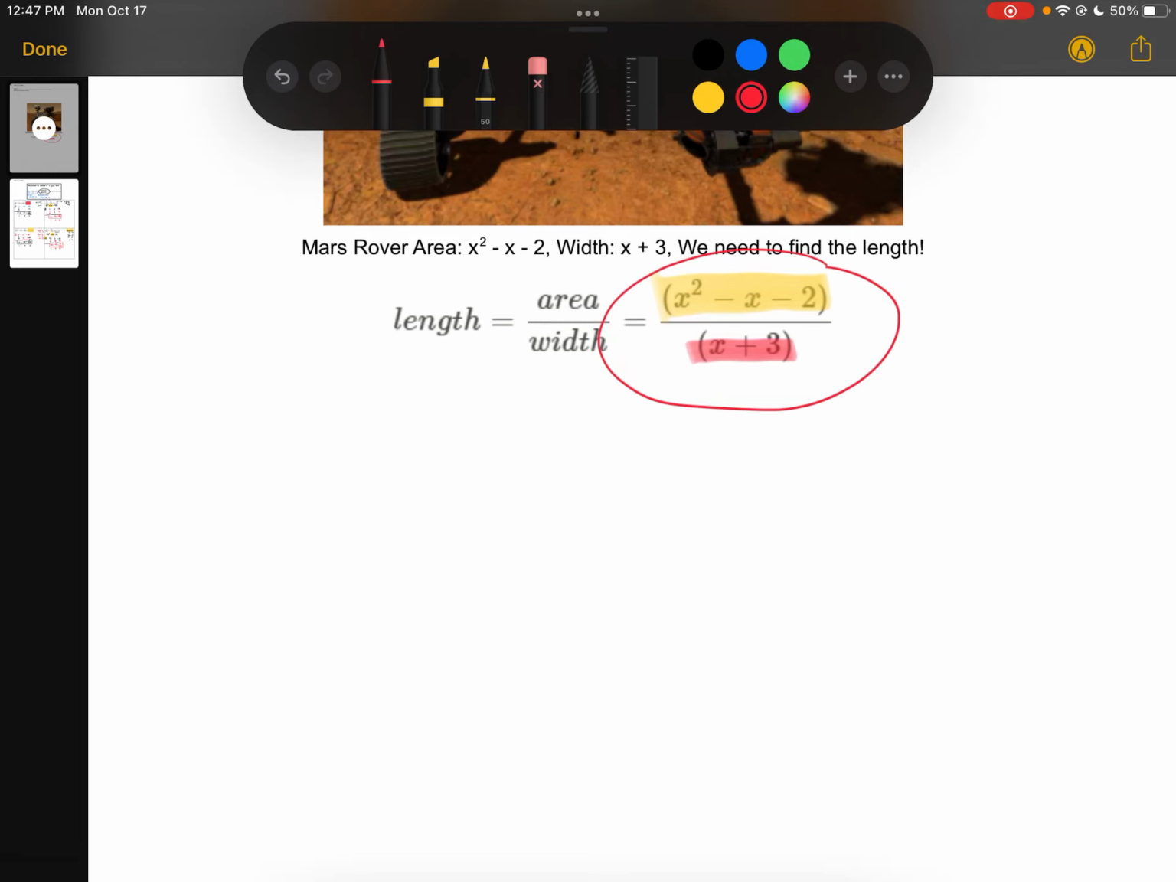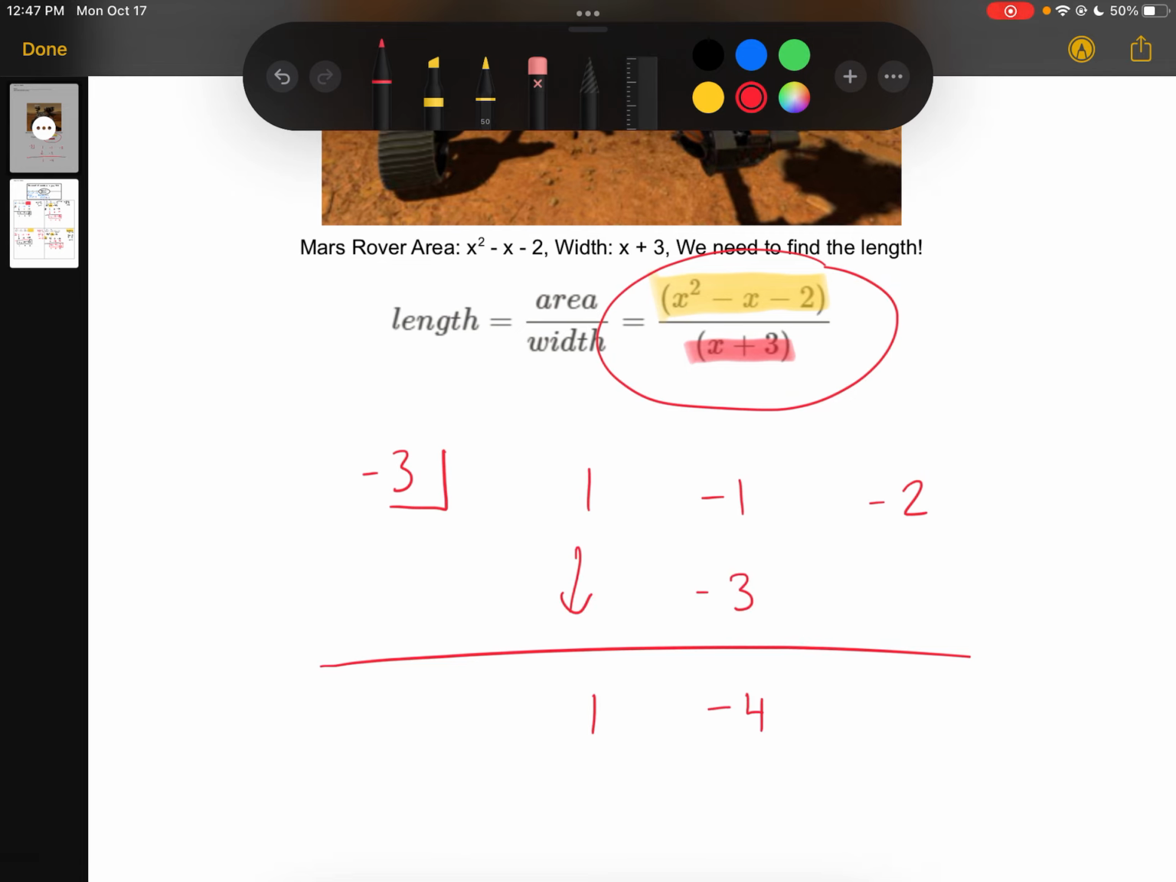So just to check your work, we're at the end of the video now. 1, -1, and -2. In our box, we should have -3 after solving. So drop the 1 down. And that should be our full final answer for solving for that length of the Mars rover, which now we know how to do based off of our knowledge of synthetic division. So we can help NASA out. They can give us a call if they're not sure where to go.